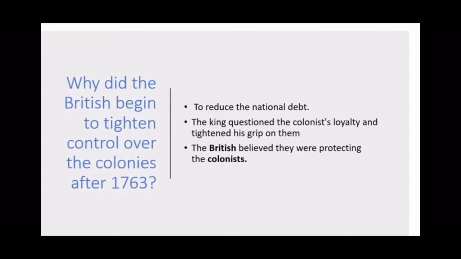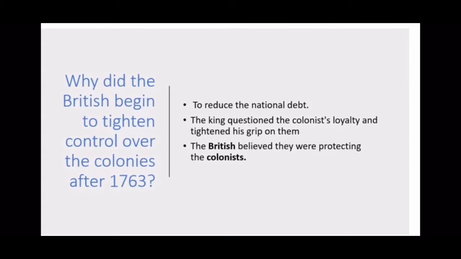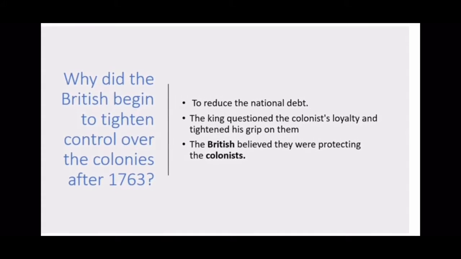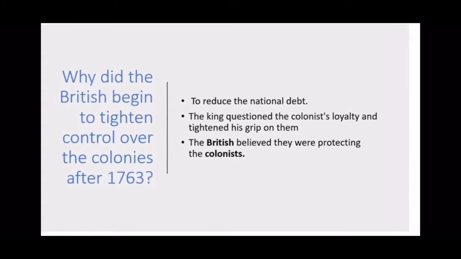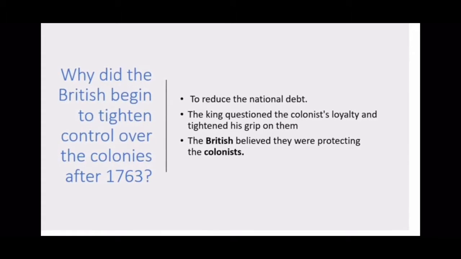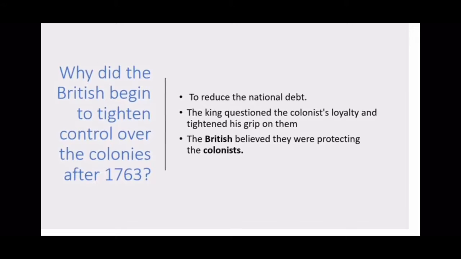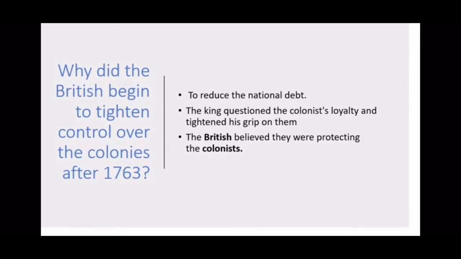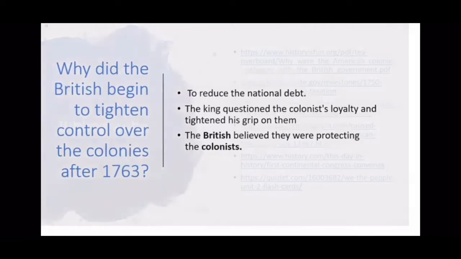Why did the British begin to tighten control over the colonies after 1763? To reduce the national debt. The king questioned colonists' loyalty and tightened his grip on them. The British believed they were protecting the colonists.